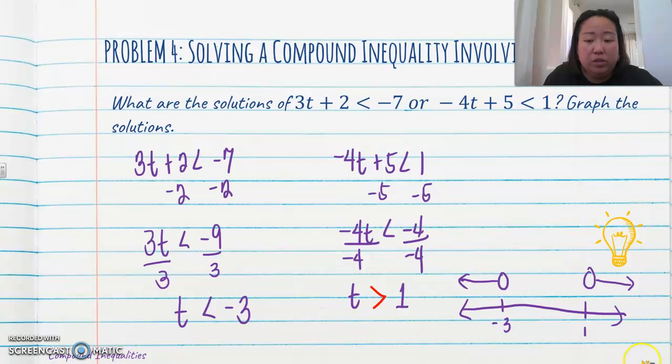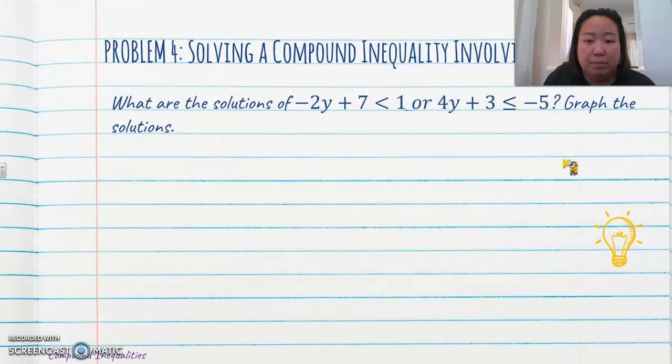So if you are going to graph them, they will be pointing at different directions. So t less than negative 3, it's all to the left. t greater than positive 1 is everything onto the right.